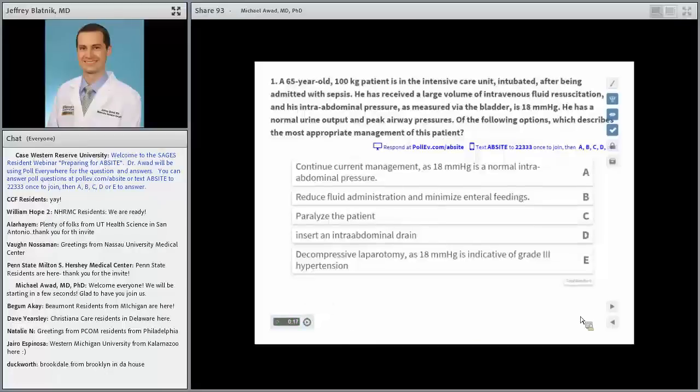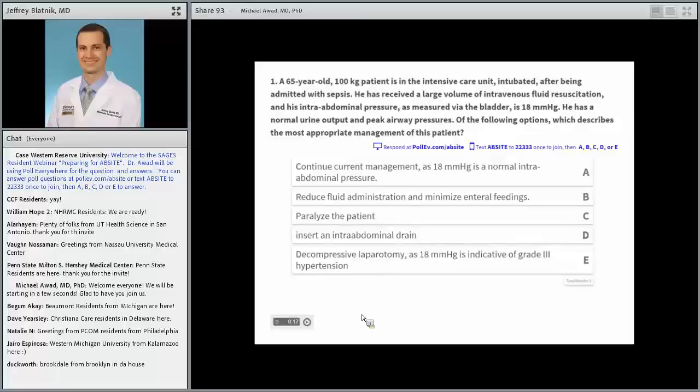So our first question here is a 65-year-old person who's 100 kilograms in the intensive care unit, intubated after being admitted with sepsis. He's received a large volume of intravenous fluid resuscitation, and his intra-abdominal pressure measured via the bladder is 18 millimeters of mercury. He has a normal urine output and peak airway pressures. Which of the following options describes the most appropriate management for this patient?